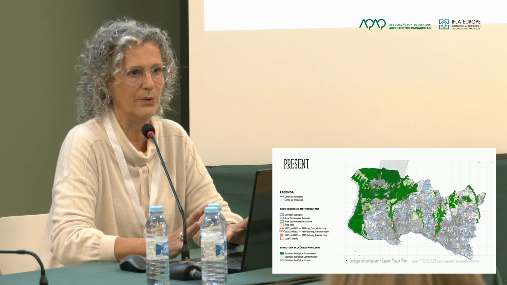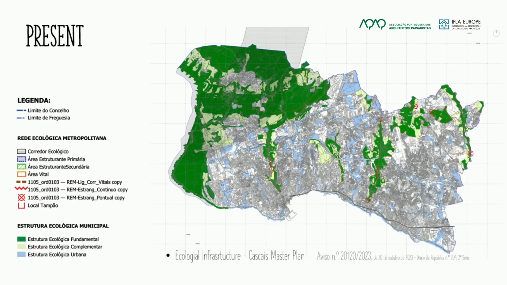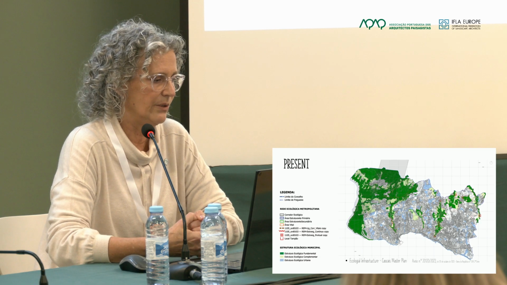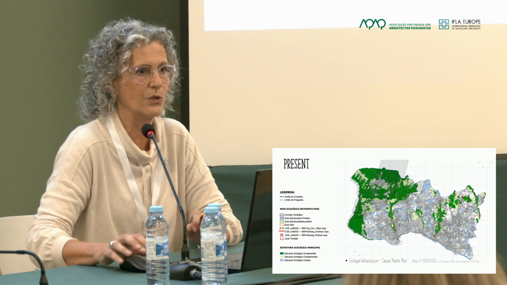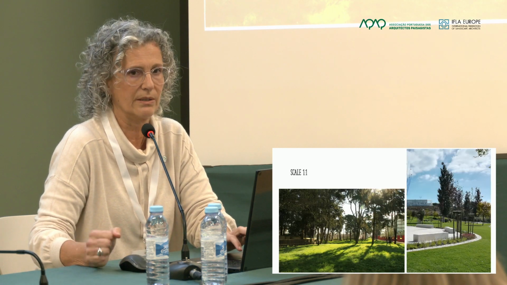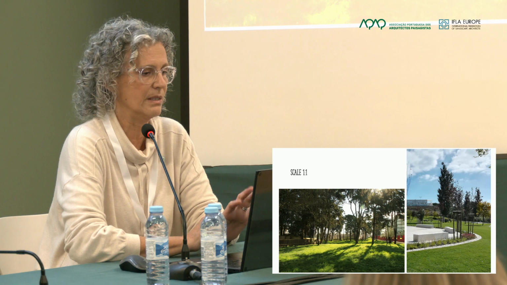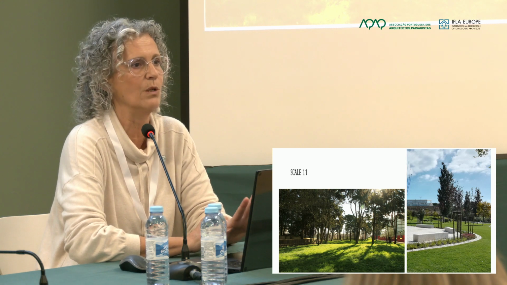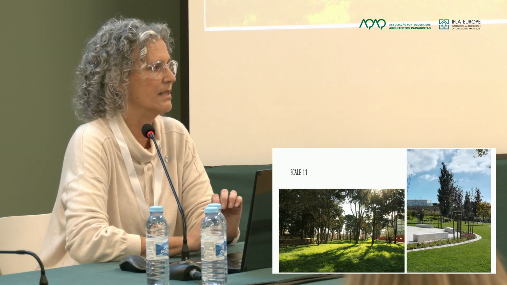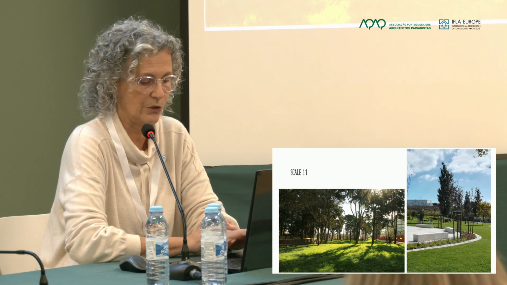It's much more accurate, and in dark green you see the fundamental ecological structure: the natural park, forest areas, and the river corridors, some of them connecting the natural park to the seaside. And in blue, you can see the urban ecological structure. This is where we work. So I want to help you understand, at scale 1 to 1, what exactly this urban ecological structure is.